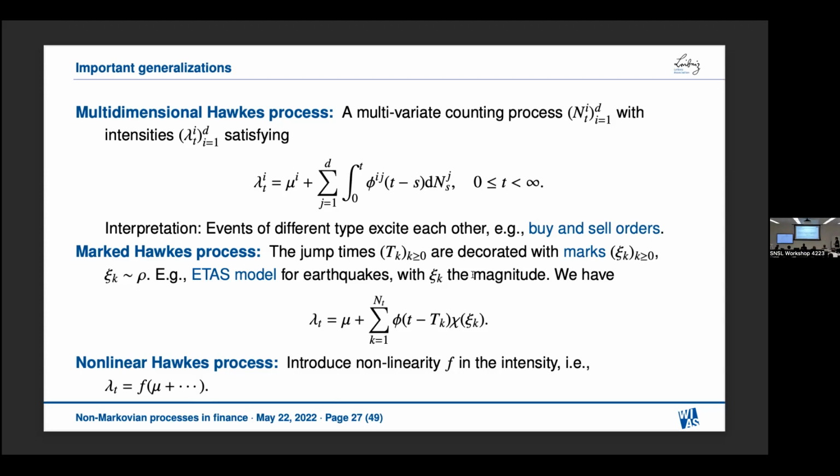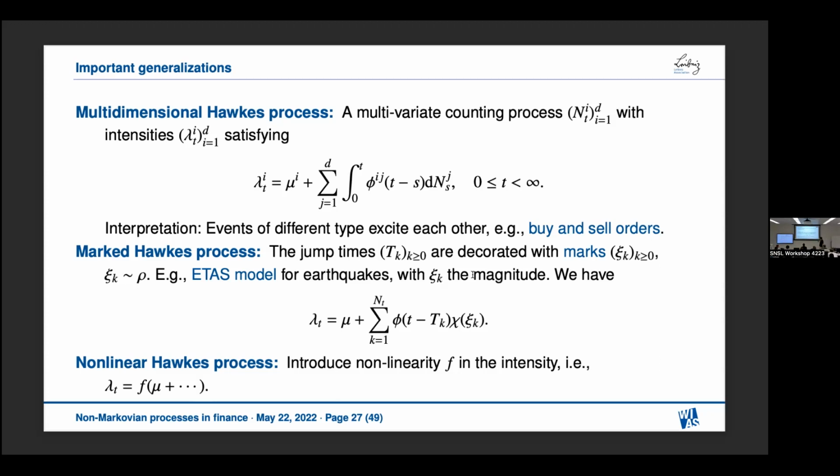That's very natural, because if you think about this limit order book or this trade execution story, you can obviously imagine that a buy order arriving can trigger sell orders and the other way around. So it makes a lot of sense to allow for interaction here. So that's the first. And then basically the story that I told you is the same. For instance, the L1 would still be an L1 norm, just that you have to add a matrix norm on top of it.